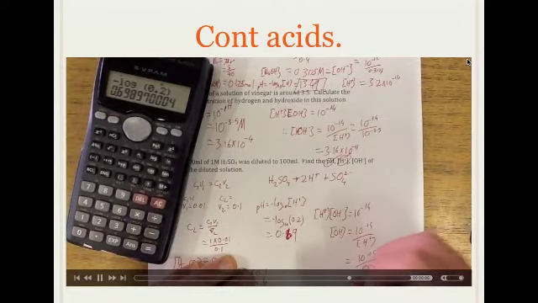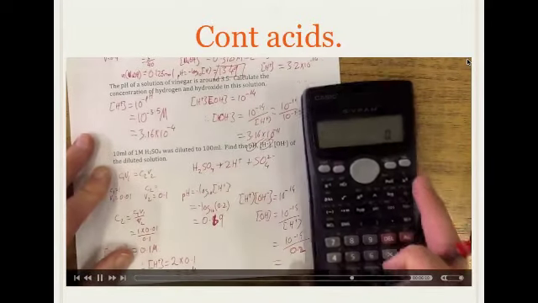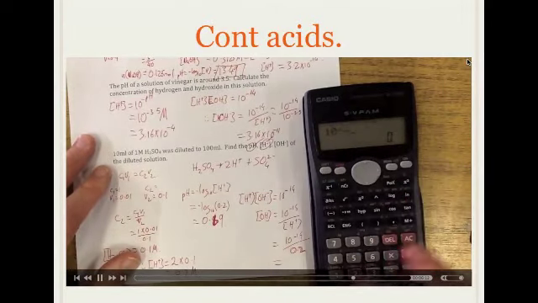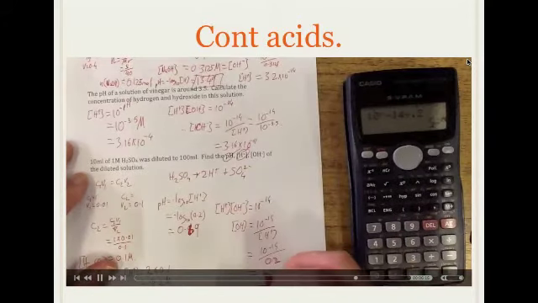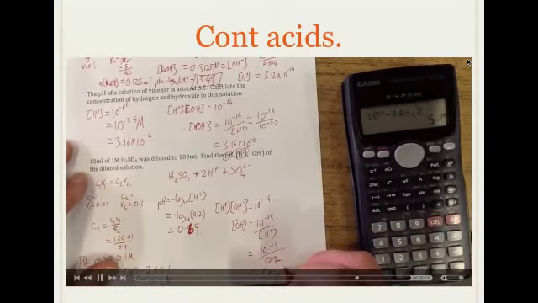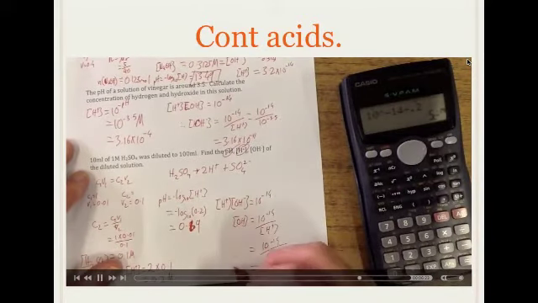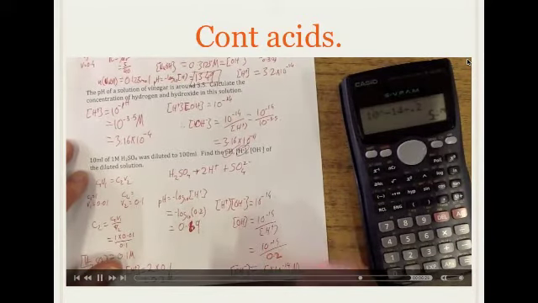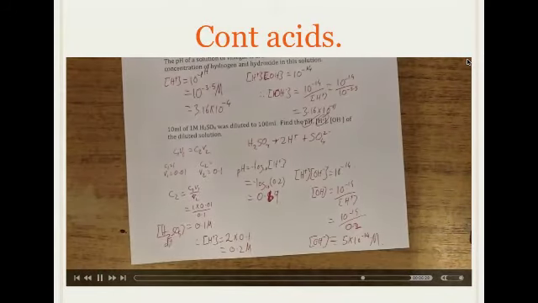Pen is running out. So therefore, we get 10 to the power of negative 14 divided by 0.2 equals 5 times 10 to the power of negative 14 molar for our concentration of hydroxide. So, there we have how to do these questions.